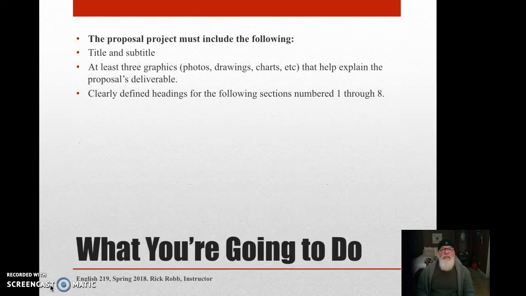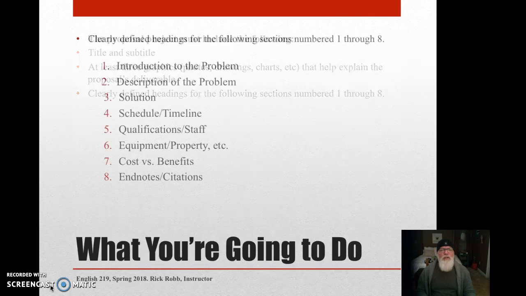The proposal project must include the following. So it's going to have a title and a subtitle, as examples we talked about in class. At least 3 graphics, so photos, drawings, and charts, etc., that help explain the proposal's deliverable. Clearly defined headings for the following sections, numbered 1 through 8. Let's take a look at those.